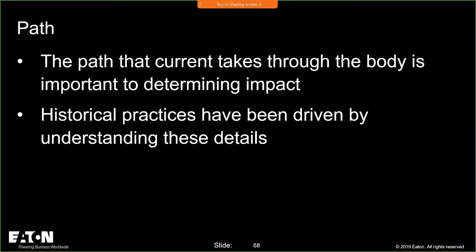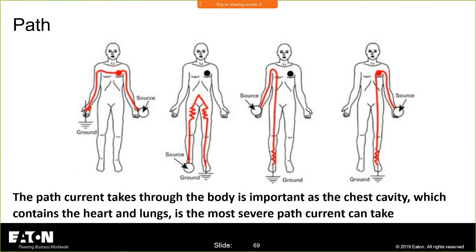Oh, and it reconnected. All right, so I'm still online. That's a good thing. So the path that goes through the body is important. If it's going through the heart or if it's going through your arms, side of your body, the chest cavity is the area of most concern for obvious reasons.